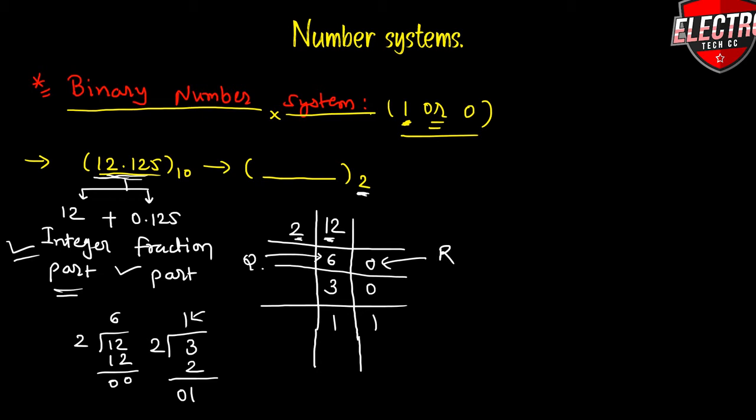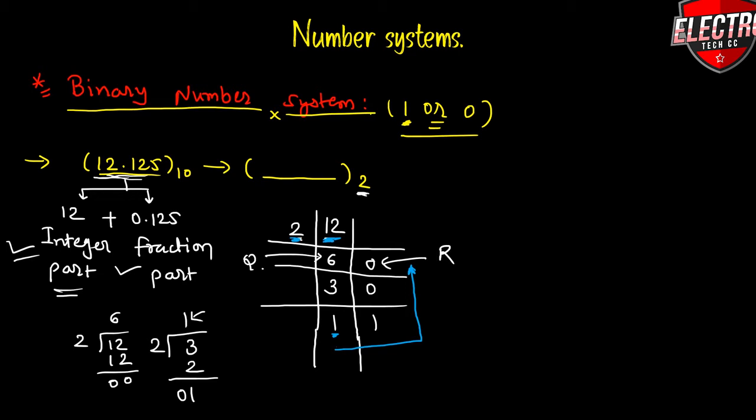So the first step is to write the given integer part, 12, and divide by 2. You get quotient 6 and remainder 0. If you divide 6 by 2 again, you get quotient 3 and remainder 0. Divide again until you get the final answer 0 or 1. When you get the final answer 1 or 0, you have to write the remainders from the bottom side to the upward side.